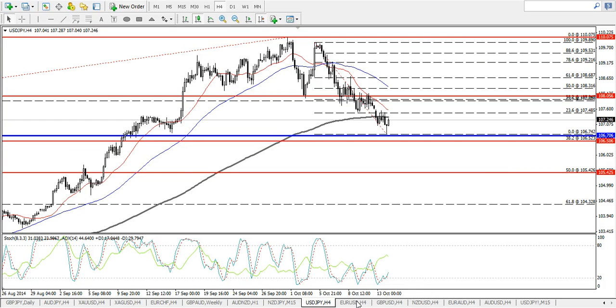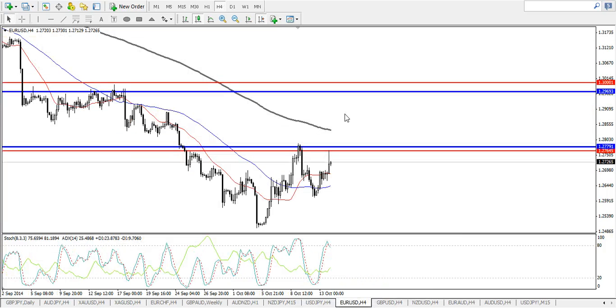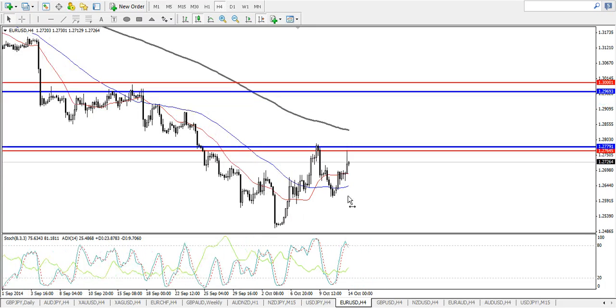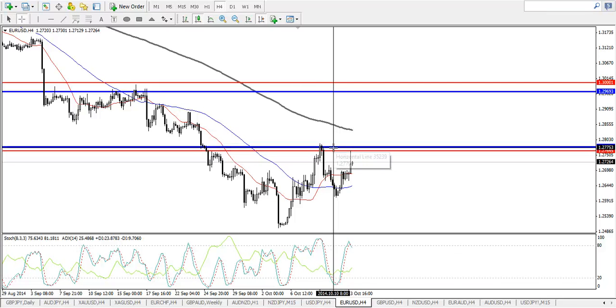So that's for the dollar against the yen. Now we take a look at the euro against the US dollar. Price has reached a low of 1.2500. Then again it rebounded, retraced, and touched the very first final exhaustion level at 1.2780, to round it off.